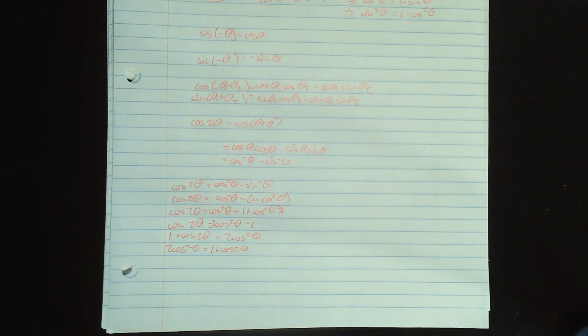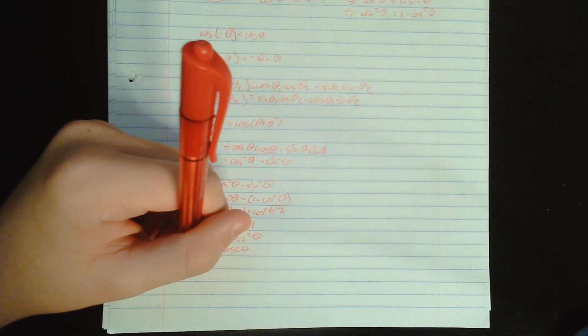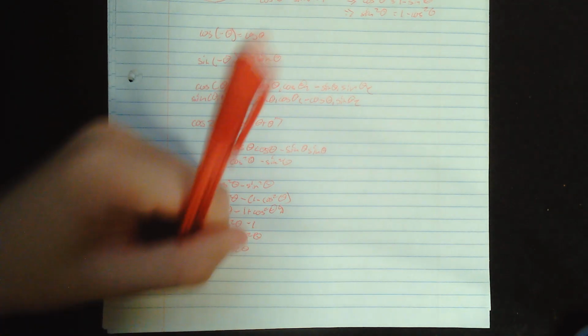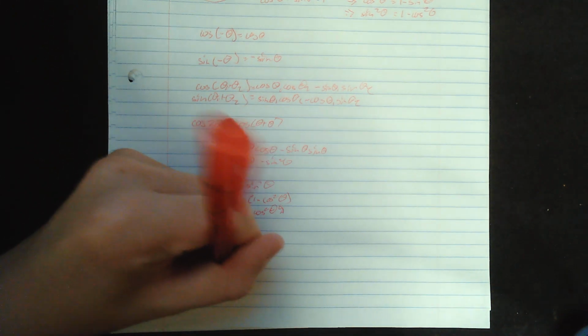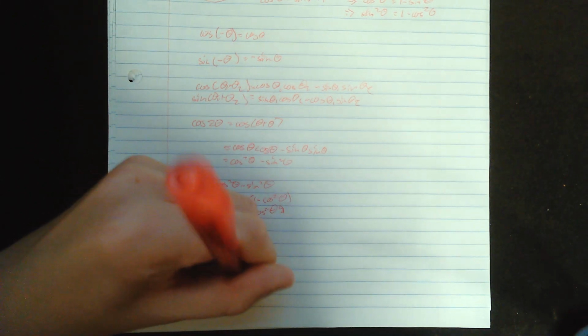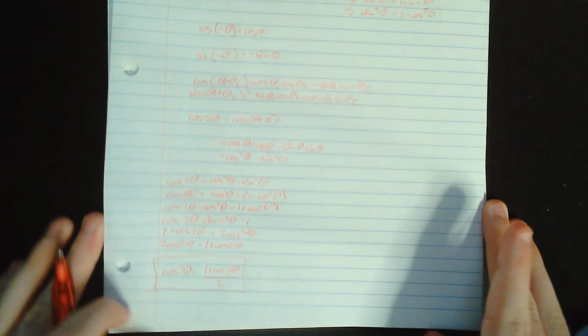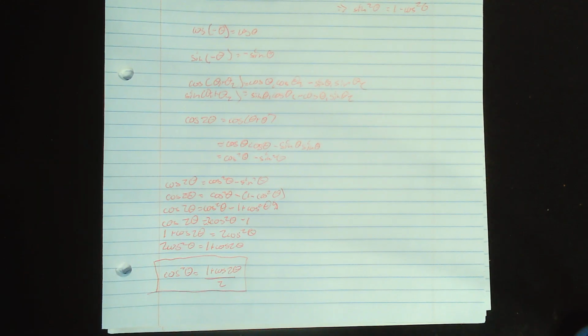You would have to add negatives here, but because it's the cosine, it doesn't matter. Well, it does matter, but it cancels out. And then if we divide by 2, we're left with the conclusion that the cosine squared of theta is equal to 1 plus the cosine of 2 theta over 2. And that is our identity for the cosine squared of theta.